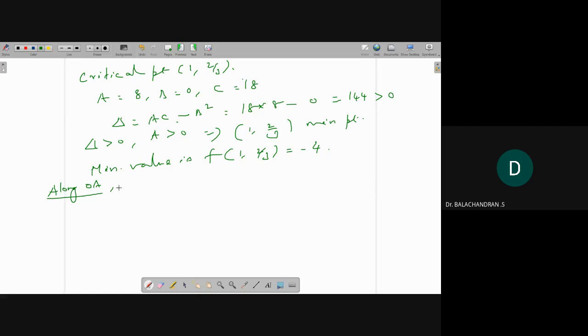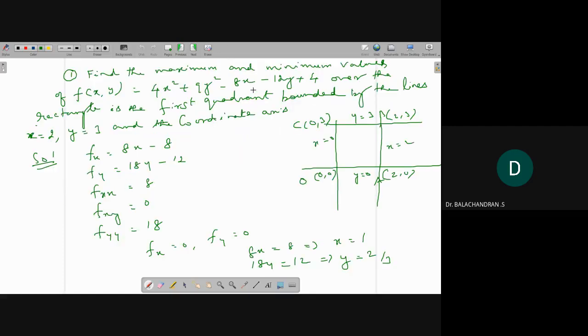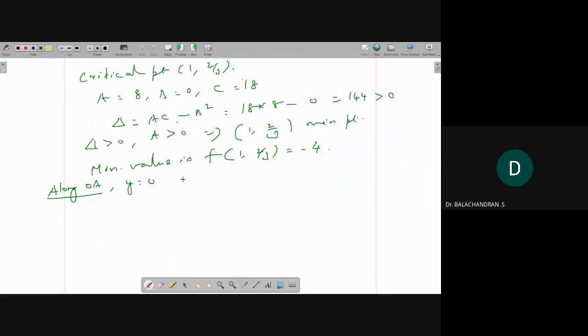Along OA, y equal to 0. Substitute y equal to 0 here. So the given function f of x comma 0 equals 4x square minus 8x plus 4. I will take this as capital F of x, a function of a single variable. So find F dash of x, that is equal to 8x minus 8, and equal to 0. So this implies x is equal to 1.